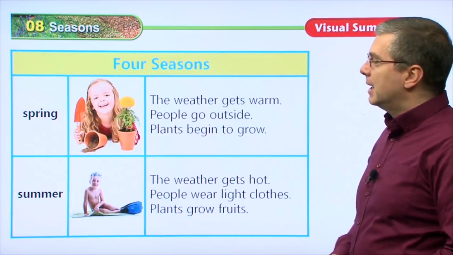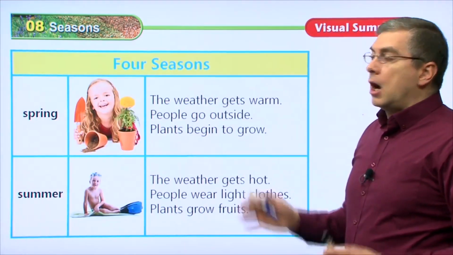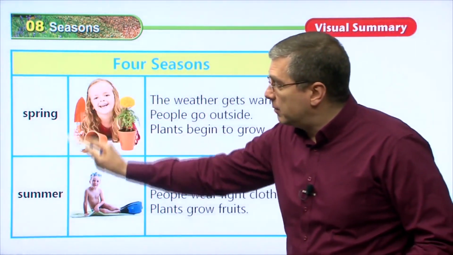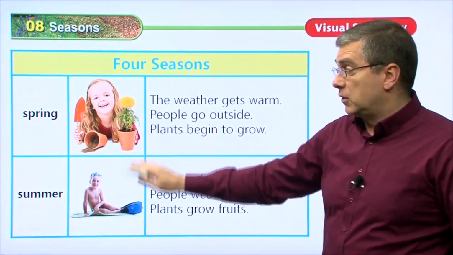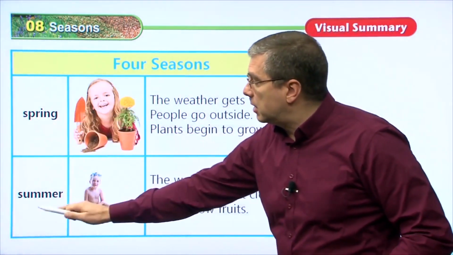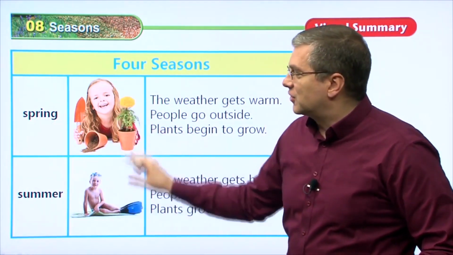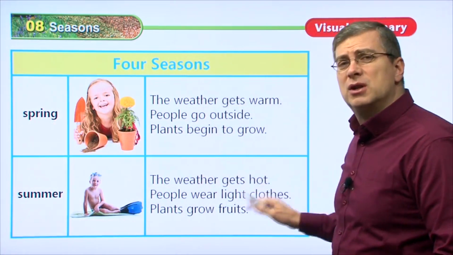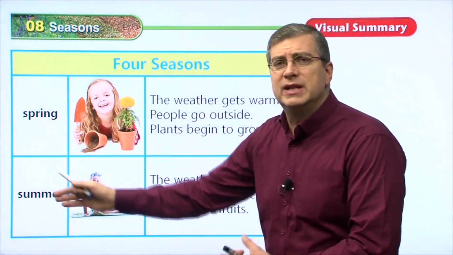Okay. Let's take a look at our chart here. Our chart will show us the 4 seasons. So we have the name of the season here. We have the first 2 here. On the next slide, we'll see the other 2. But we have the name here. We have a picture associated with each season. And we have a little bit of a description talking about what these seasons are like.